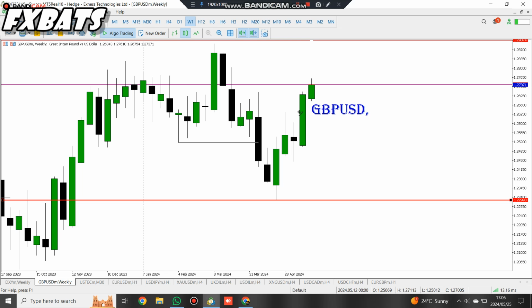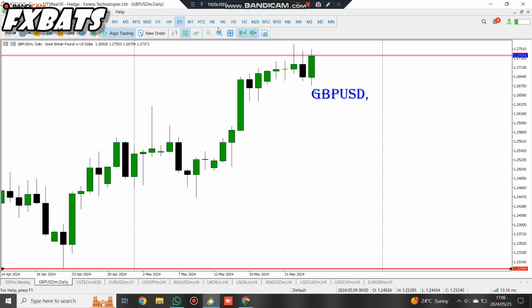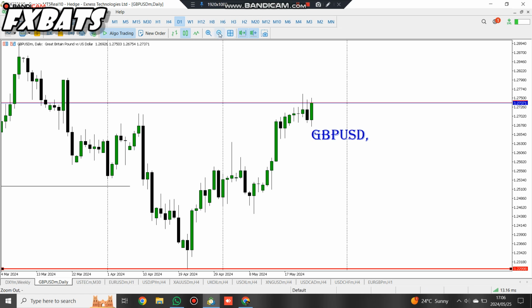If we go on daily, we could see that we've been trading the internal structures within the weekly range. On daily, these are the internal structures. So I just want to map it again so that we could see where the complex pullback started. This was the intent for the pullback. It started from here, so this was the trend change.